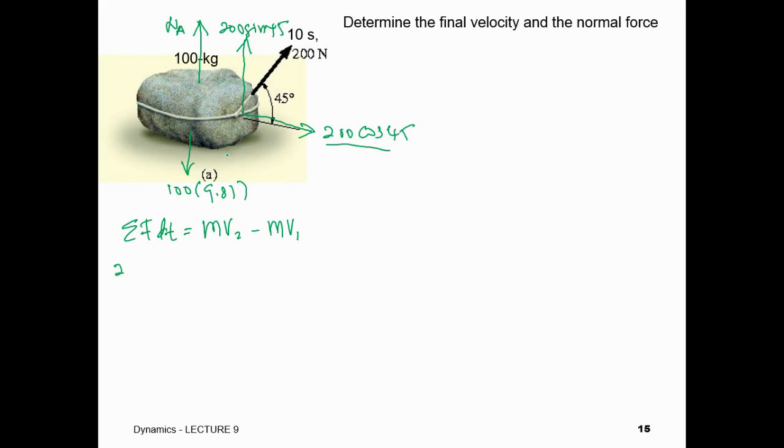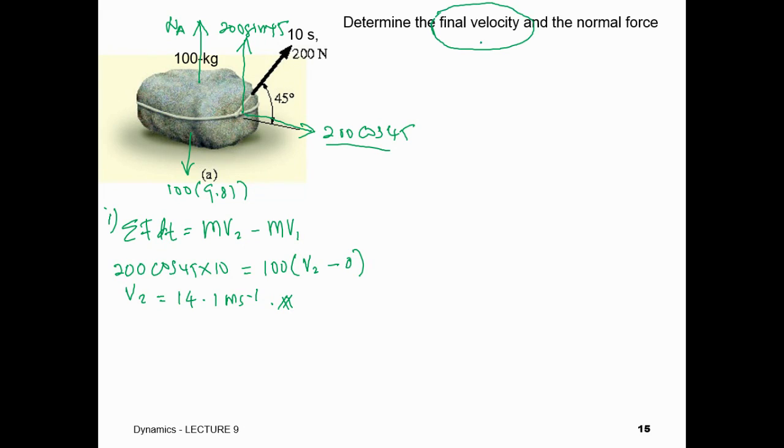So kalau ada coefficient of friction, then kita kena include lah. So this is 200 cos 45 times 10 second. M is 100 kg. V2 is the one that you want to discover. V1, it said that the stone starts from rest position, so it is 0. So solving the equation, you akan dapat V2 is actually 14.1 meters per second. Okay? This is answering the first question: determine the final velocity of the stone.